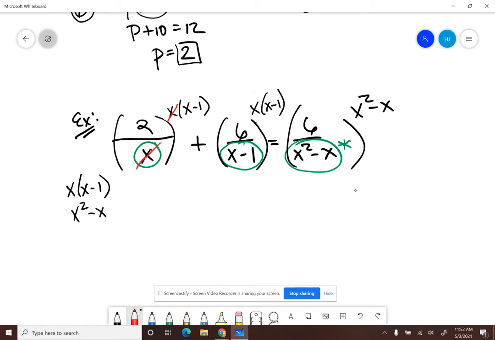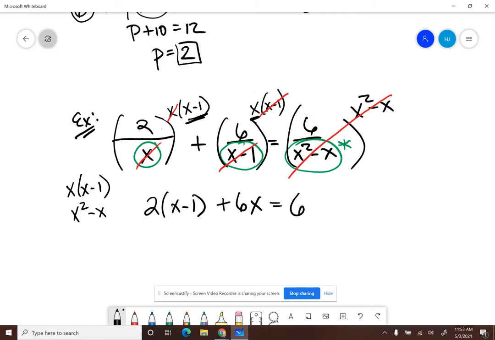I'm going to have an x minus 1 that's going to eliminate, which means this x minus 1 will eliminate, but I'll still be left with an x. And then last but certainly not least, all of this is going to go away, and I'm going to be left with nothing but a 6. So let's take a look at what we're really left with. We're left with 2 times x minus 1, okay, because this is still here. I can't really just get rid of it, plus 6 times x, which is this portion right here, equals 6.